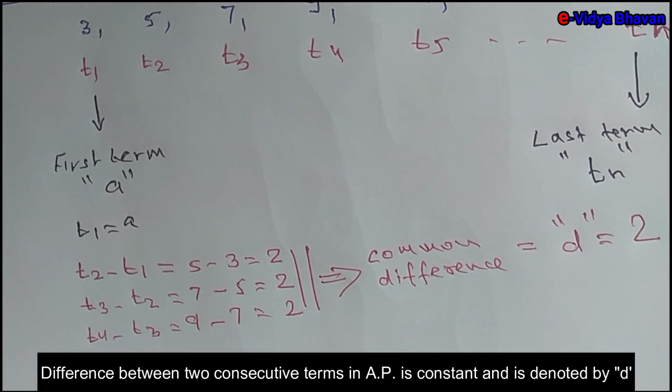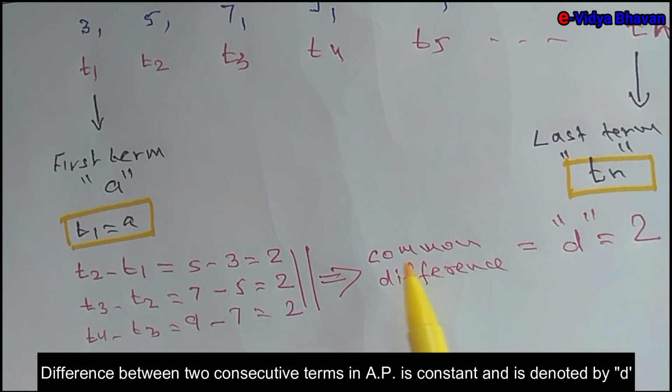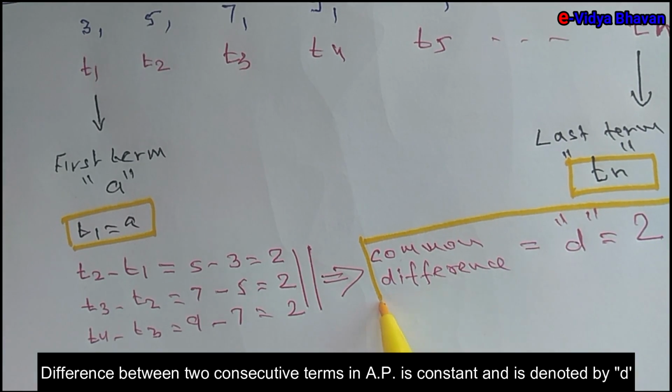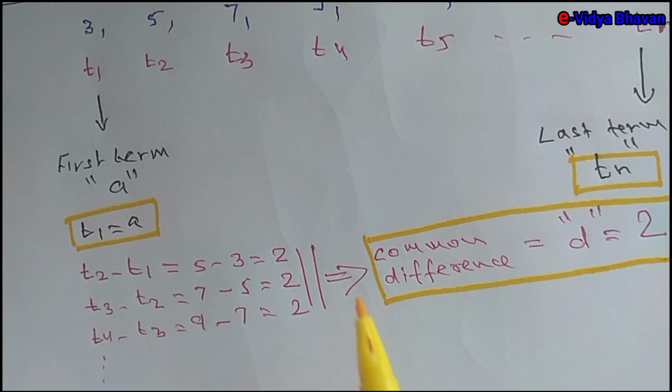So the three important terms we are learning here. First is the first term, which you have to remember. Then the last term Tn, which you have to remember. And last, the common difference, d equal to 2. Now, if the common difference is the same, then you can say it is an AP. If here it is coming 2, and here some other number, then you can say it is not an AP. So if it comes the same, it is an AP. If it is not the same, it is not an AP.